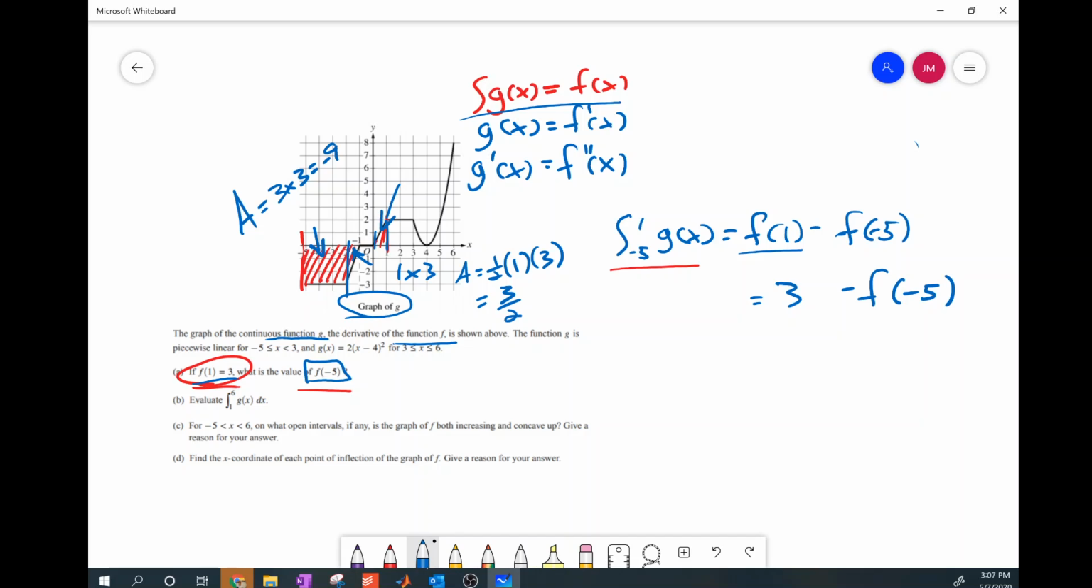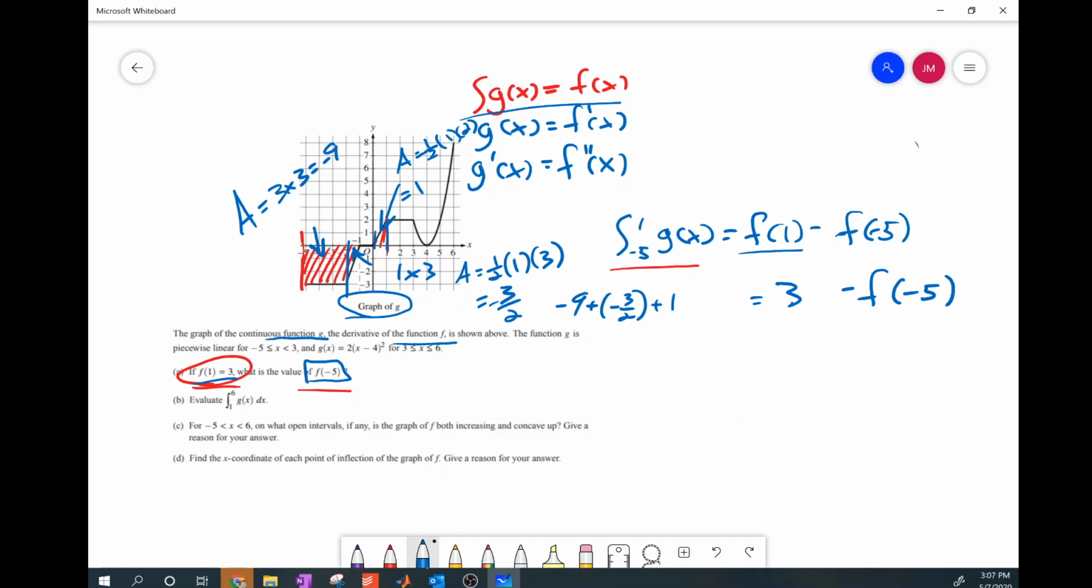And our final area is a 1 by 2 triangle, so the area is 1/2 base times height. So we'll get 1. Remember, these two areas are negative because they're below the x-axis. So this is going to be -9 plus -3/2 plus 1 equals 3 minus our f of -5.